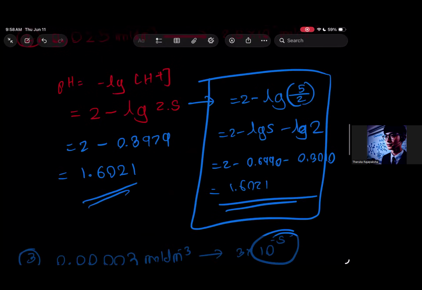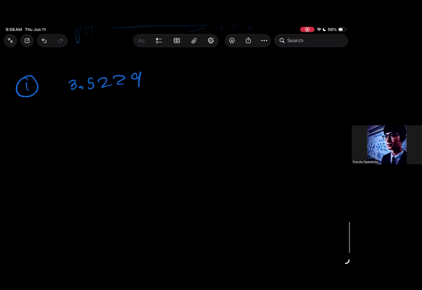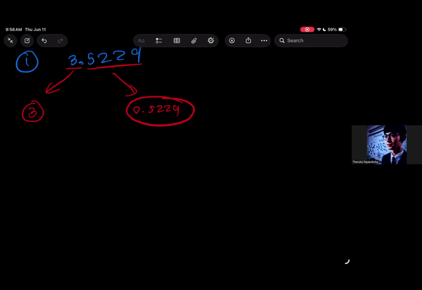So that's a pH value. If you want to convert 3.5229 into a concentration value, first of all, we need to break this down into 2 sections. First of all, this one and this one. So we have the 3, we have the 0.5229. We are going to take this 0.5229 and subtract it from 1.